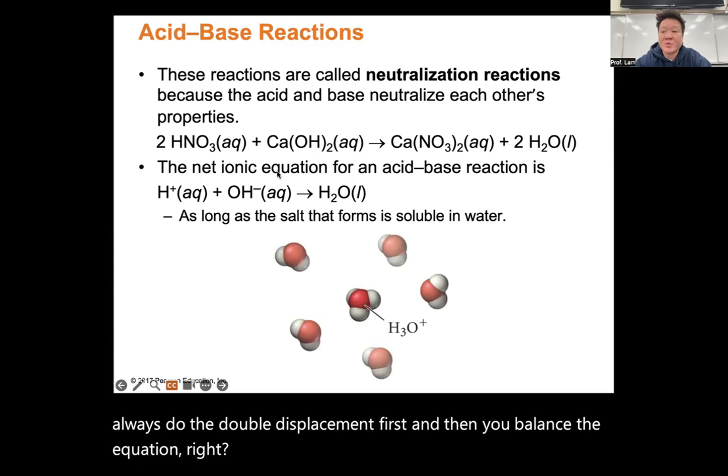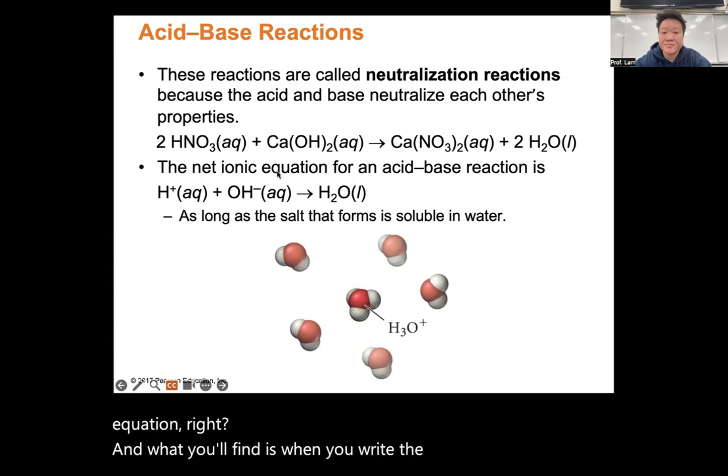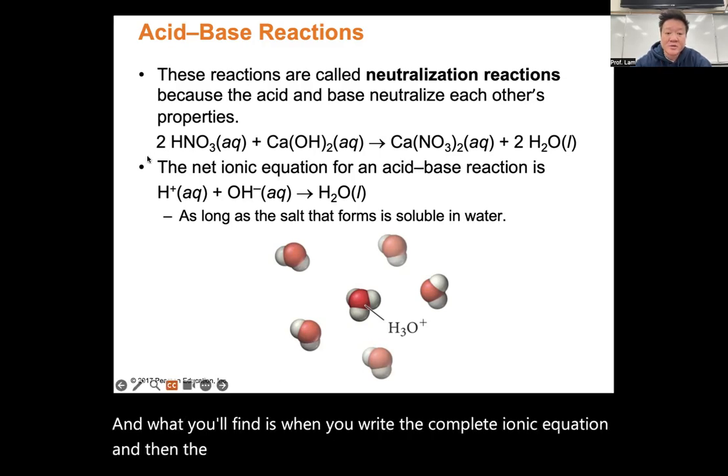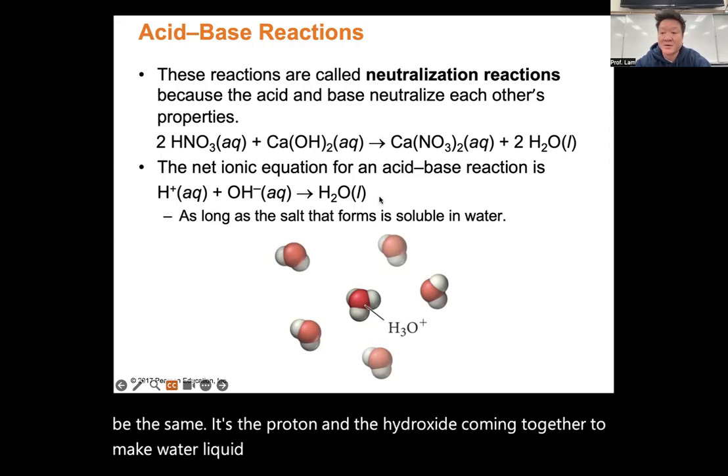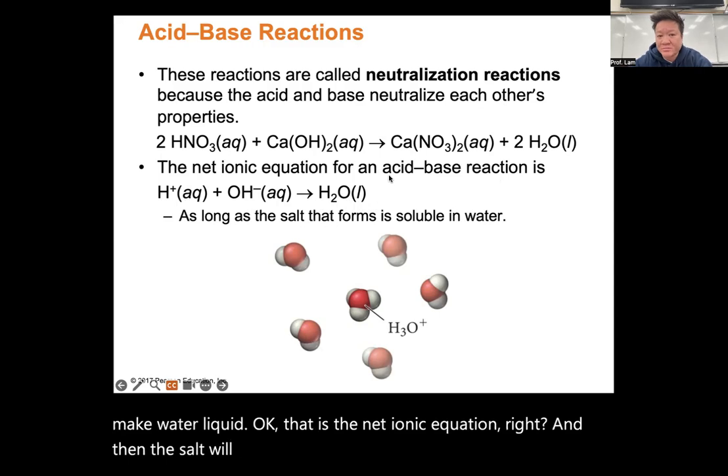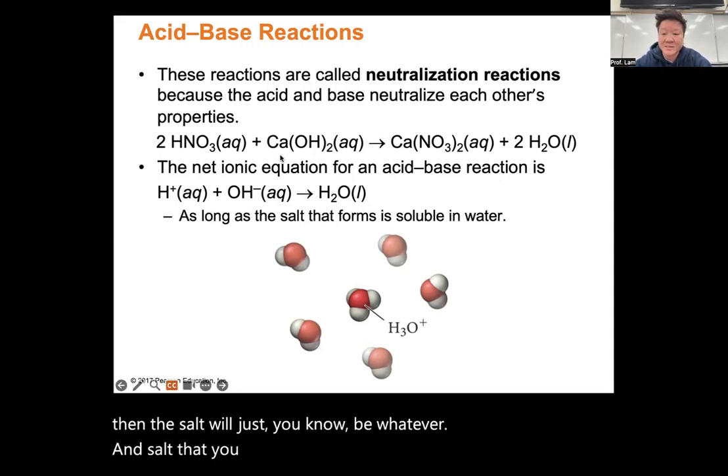And what you'll find is when you write the complete ionic equation and then the net ionic equation, the net ionic equation will always be the same. It's the proton and the hydroxide coming together to make liquid water. That is the net ionic equation. And then the salt will just be whatever salt you started with.